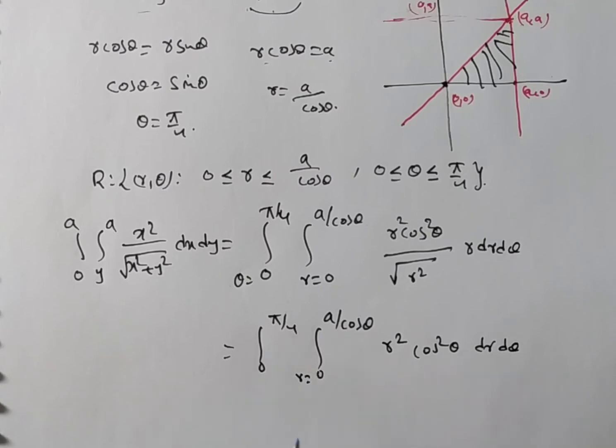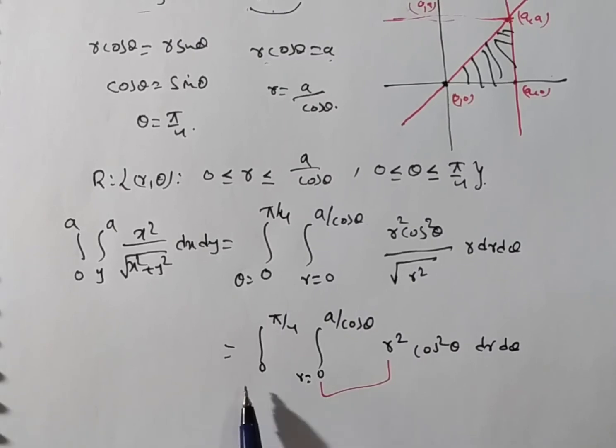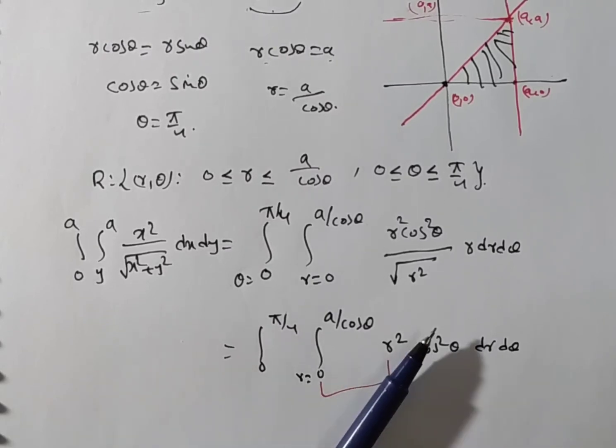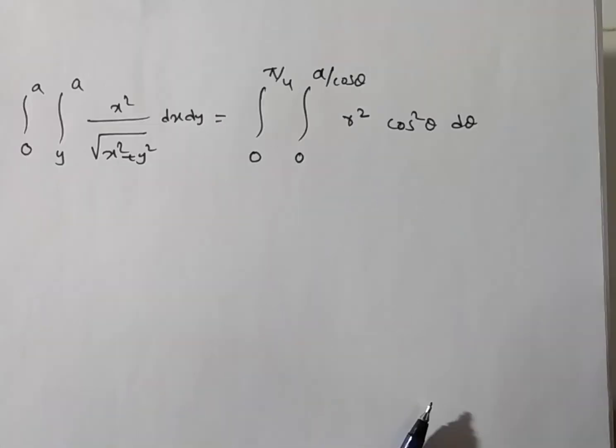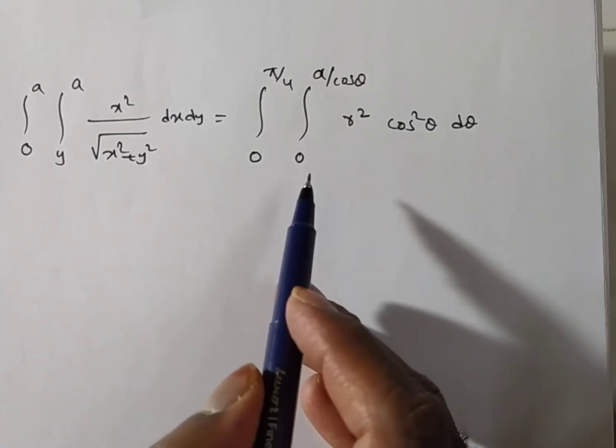So R is a function of theta. So first we have to integrate with respect to R. Later I will integrate with respect to theta. That is the rule to evaluate the double integral. Whenever the limits are independent, you can do it irrespective of order. But whenever one limit is dependent on another function, then you have to integrate with respect to the dependent variable first. So here R is dependent on theta, so I am integrating with respect to R first, right? Now I am integrating with respect to R.